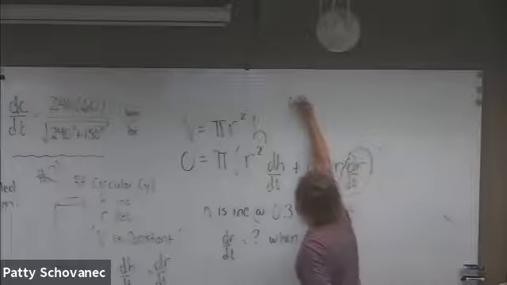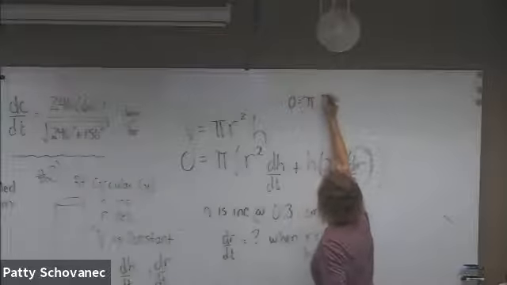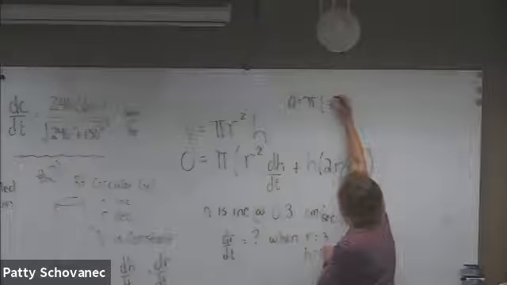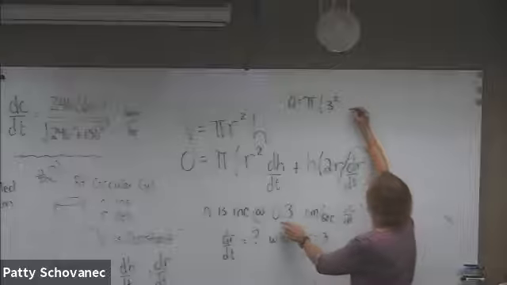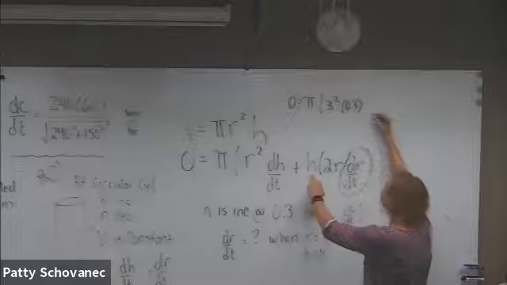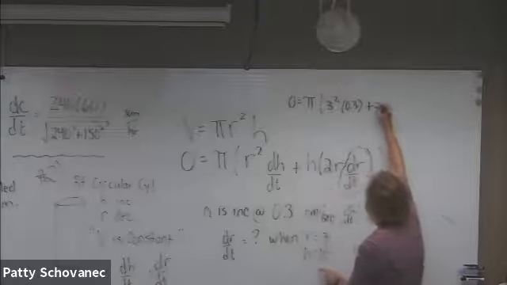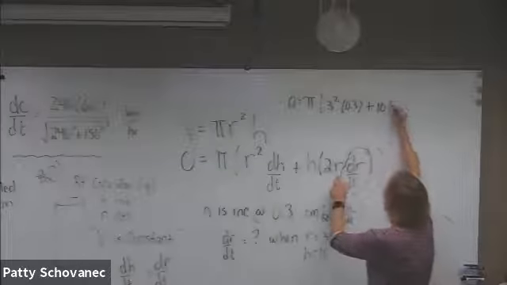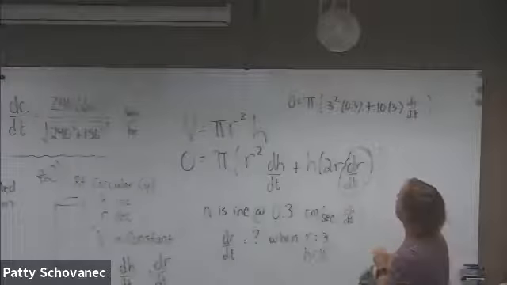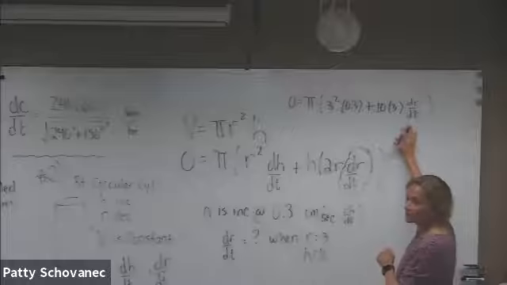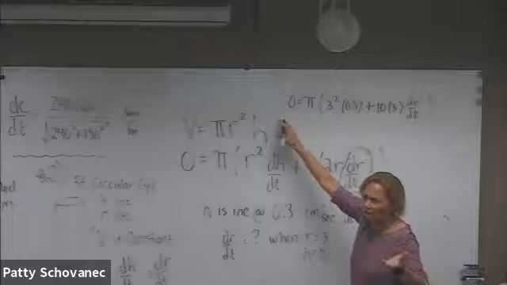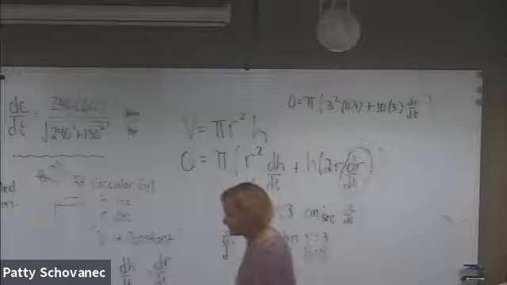So I have 0 is equal to pi r squared. R is 3. dH/dt is 0.3. Plus H, H is 10, R is 3, and dr/dt is what we don't know. And we're going to solve for this. So I'm going to divide both sides by pi. 0 divided by pi is 0, so it's gone.